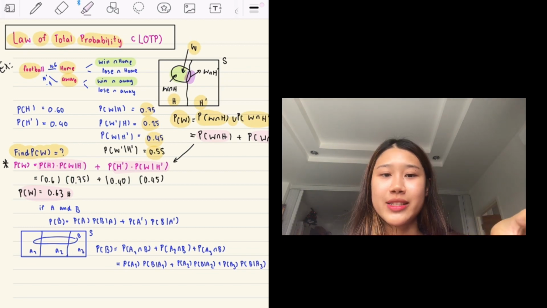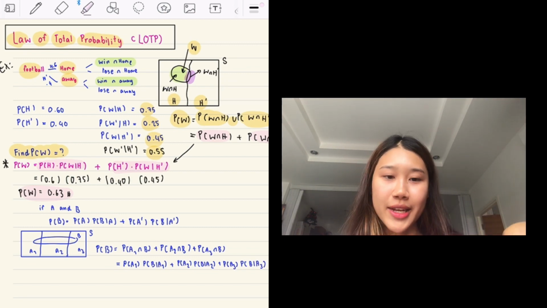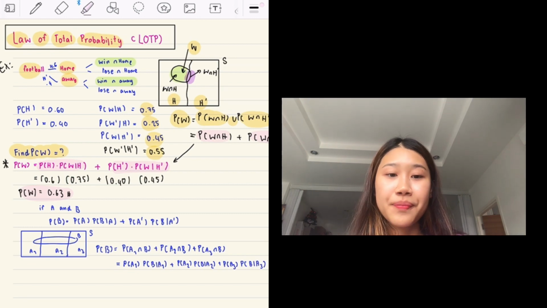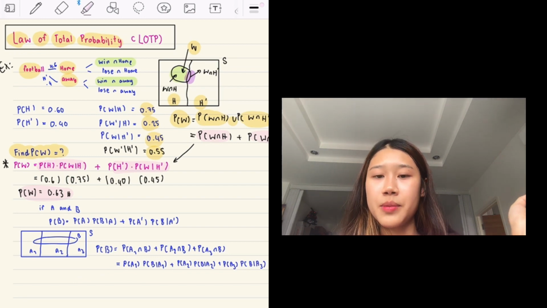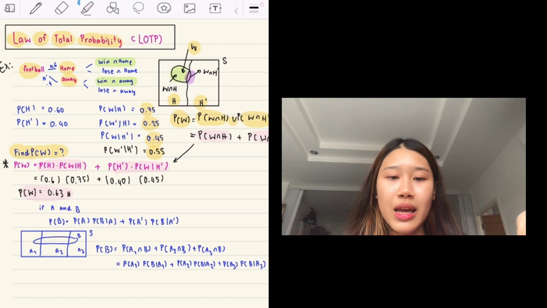Let's do it in terms of A and B. The probability of B is equal to the probability of A times the probability of B given A, plus the probability of A complement times the probability of B given A complement.